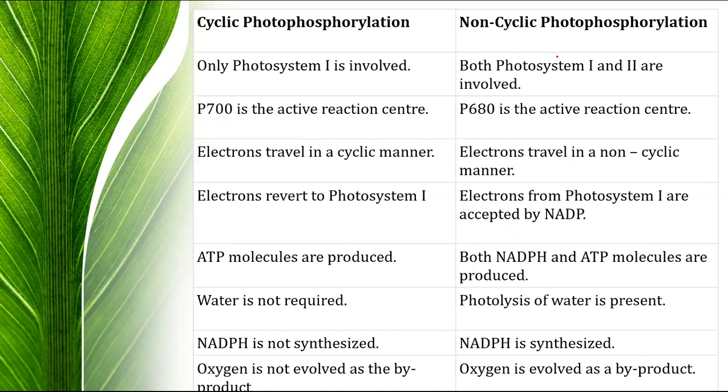This is the light reaction. Photosynthesis has two stages, the light reaction, which is light dependent, and the dark reaction, which is light independent. In this video we are only focusing on the light reaction and its stages, cyclic and non-cyclic photophosphorylation. I hope you understand this video on photosynthesis and the light reaction.